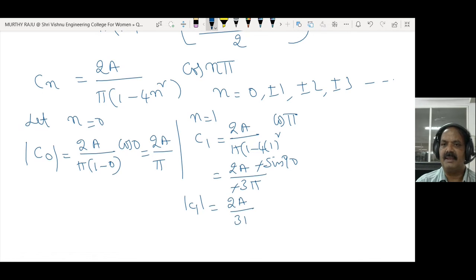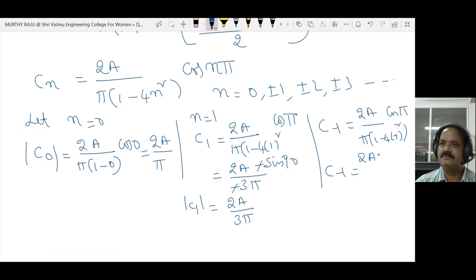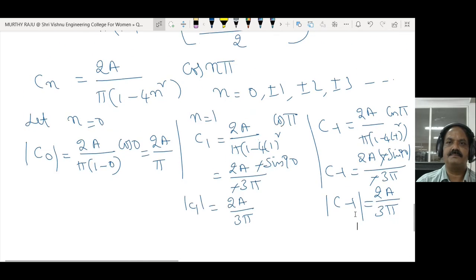Therefore, mod C1 is equal to 2a by 3 pi. Similarly, C minus 1 is equal to 2a by pi into (1 minus 4 into minus 1 whole squared). Cos of minus pi is cos pi, which is minus 1, and the denominator is minus 3 pi again. Minus cancels minus. Therefore, C minus 1 is 2a by 3 pi, and mod C minus 1 is also 2a by 3 pi.